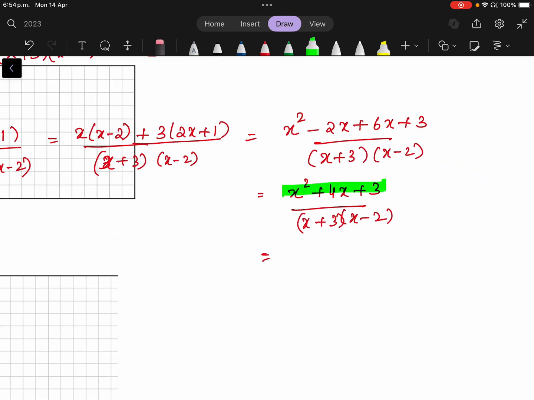The numerator can be factorized. So to factorize that, x square plus 4x plus 3 can be factorized as x plus 3 and x plus 1. Same method as we used before.